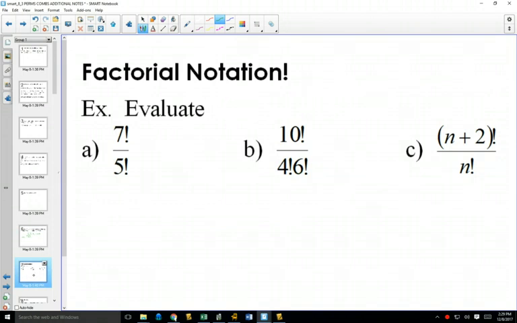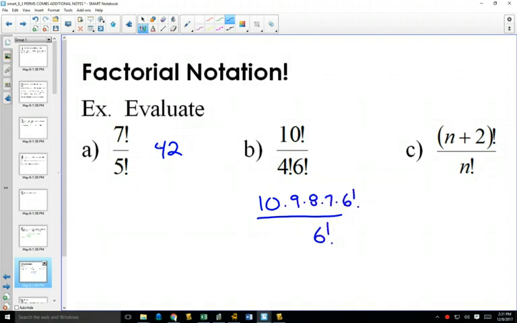Okay, a little mental math to warm up. Simplify all of these. Did you get 42 for the first one? Did you get, ooh. So when simplifying factorials, we start with the biggest one. Of course, 10 is the biggest here. And you go down until you hit one that's on the bottom, which would be 6. Well, that would cancel out with this 6.